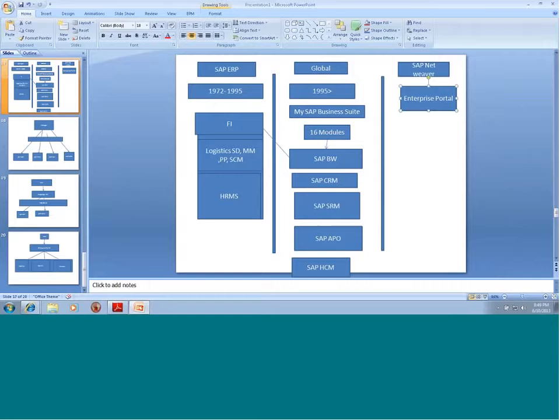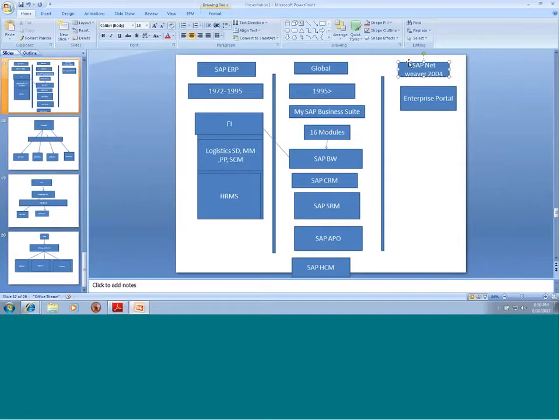So once Enterprise Portal came into existence, around the year 2004, that's why you will commonly see that SAP NetWeaver became very prominent. That became the framework for SAP architecture.